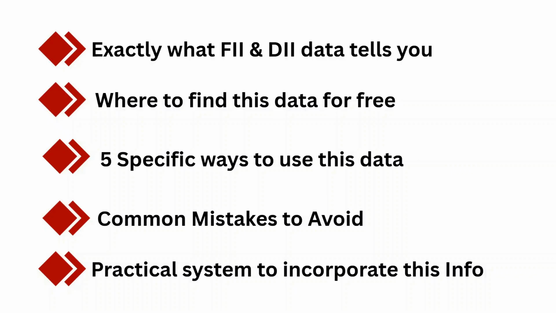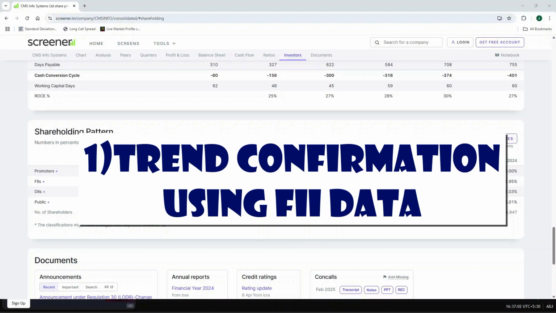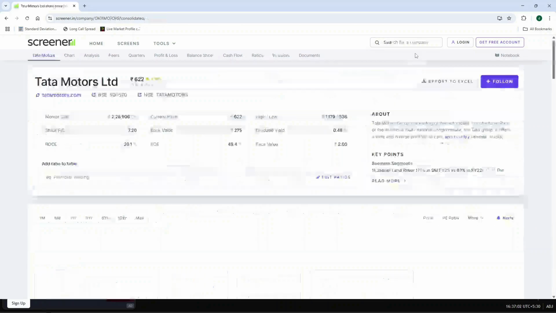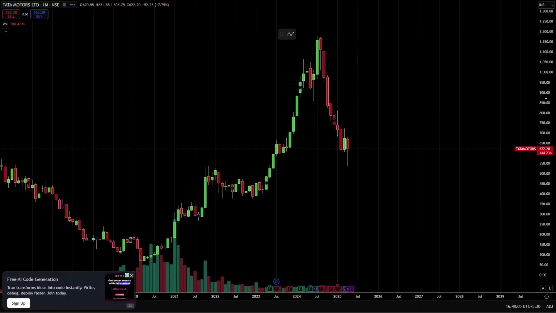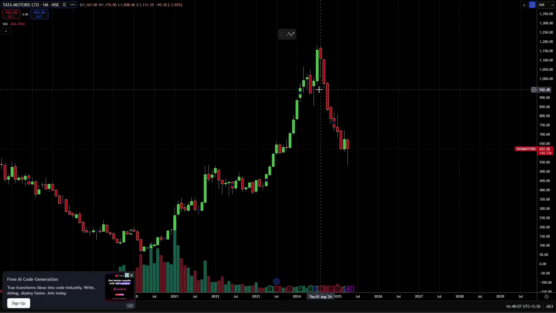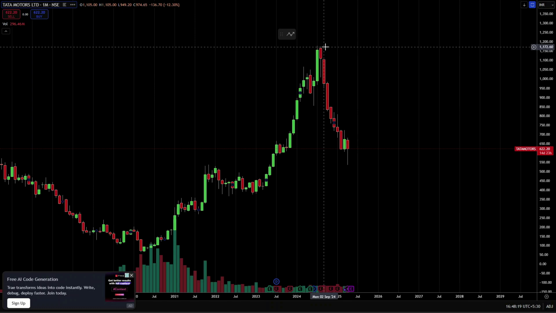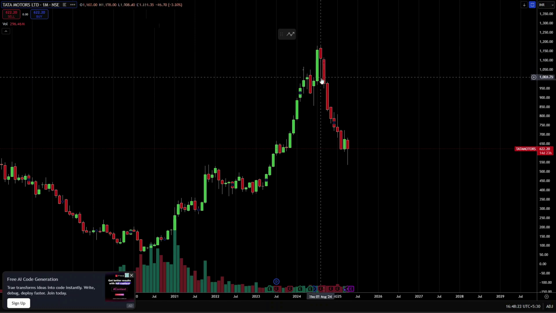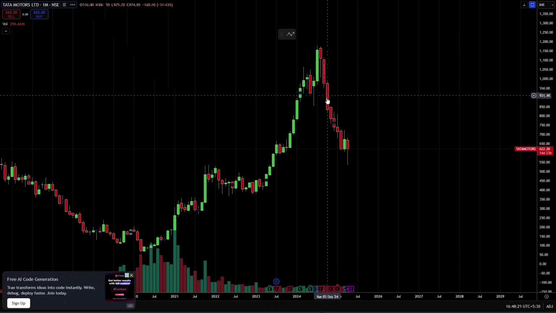So next we are going into 5 specific strategies to leverage this institutional data in your trading. First thing is trend confirmation. Let's take one example here. I'm taking Tata Motors. This is a monthly chart. So if you look at somewhere in the month of July and August, there was a peak. The ATH itself has been made around this, and from the next month itself it has broken the previous month low and it started coming down. So the next month is September.